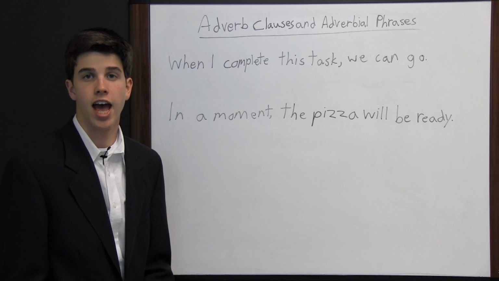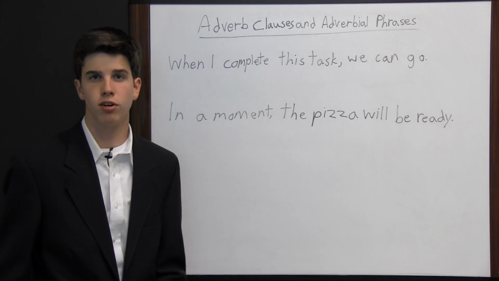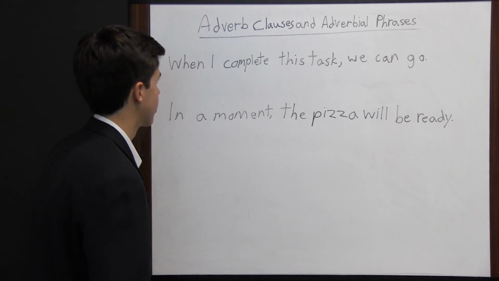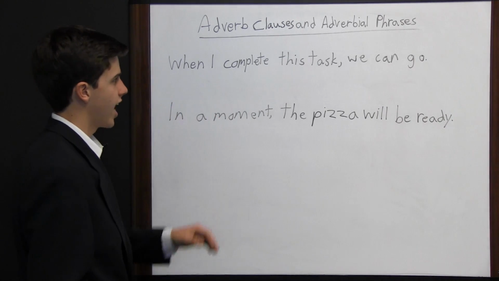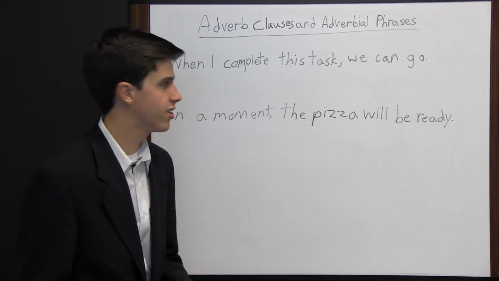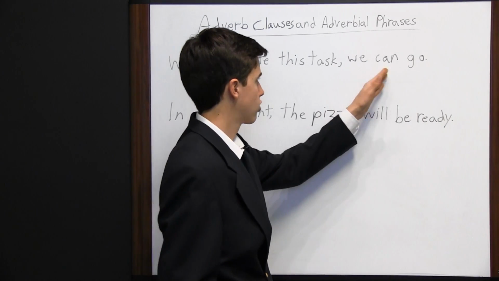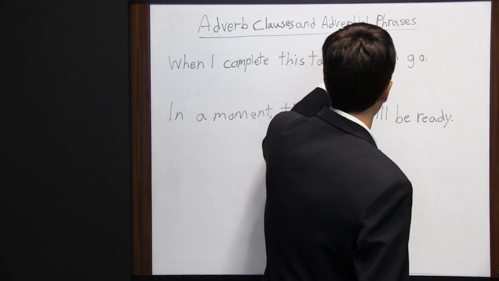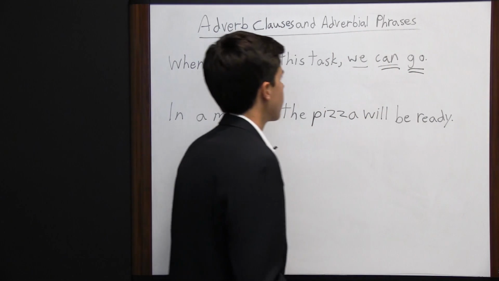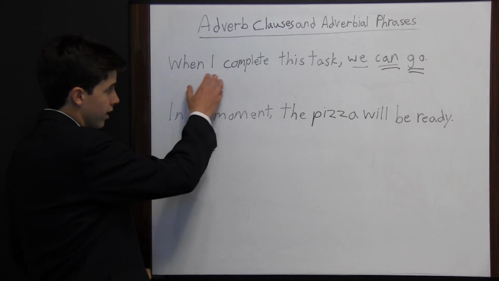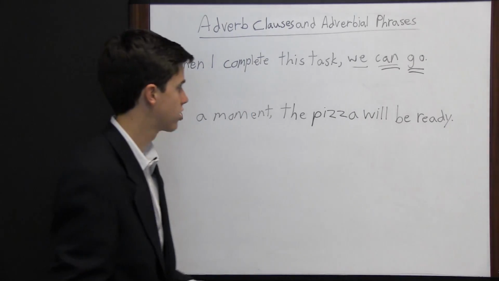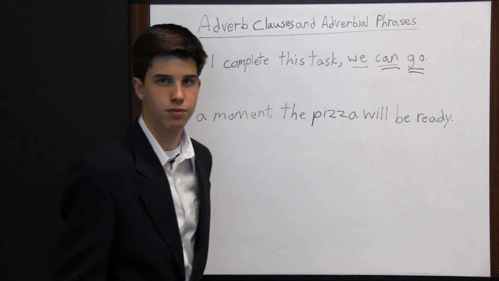Adverb clauses and adverbial phrases are groups of words that play the role of an adverb. Let's take a look at this example sentence on the board. When I complete this task, we can go. Now the meat of this sentence, the subject and verb, comes in the later part of the sentence. We can go. We right here is the subject, and can go is the verb phrase. So when I complete this task could actually be removed from the sentence, and the sentence would still make sense. We can go makes perfect sense by itself.